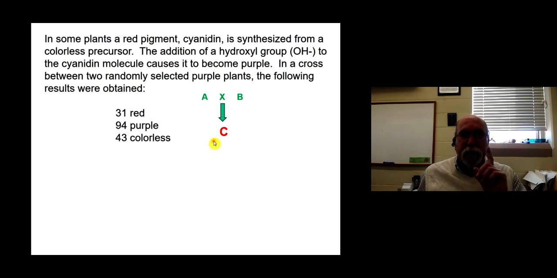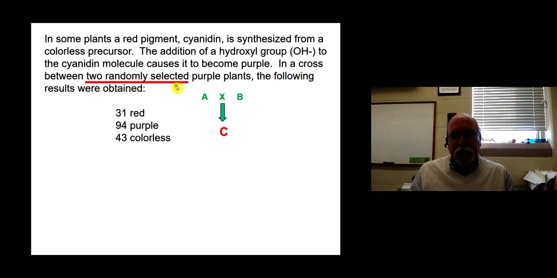Okay. Now, there's one thing in this problem that I want to point out. Two randomly selected purple plants. Okay. Now you've got to watch that. If you see a problem where it says randomly selected, or they were pulled from different parts of the country, or two different growers had the plants, or whatever animals, and it's epistatic, you have to be a little careful.